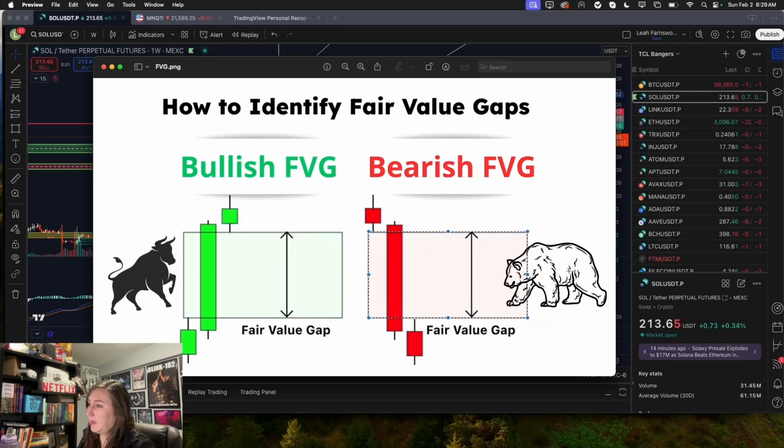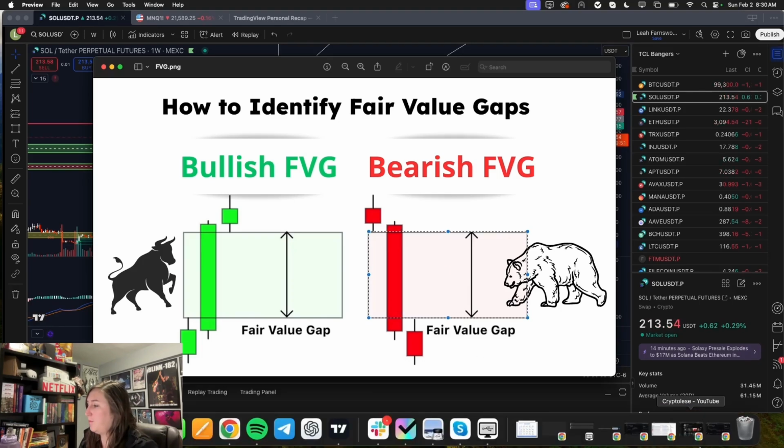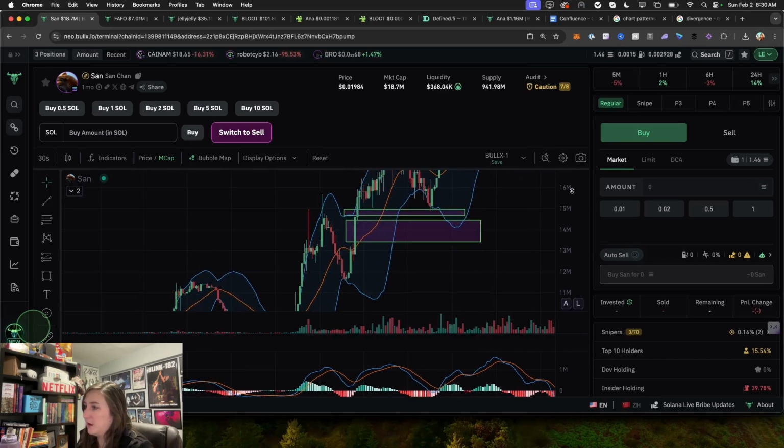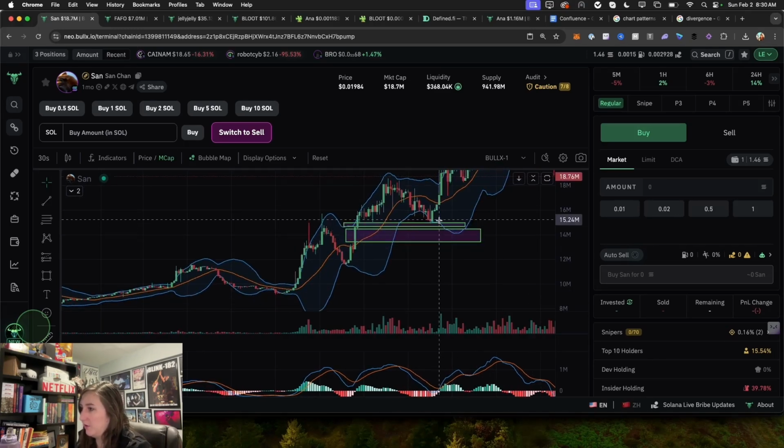So same with the bearish fair value gaps here. You'll see this is a gap between this wick and this wick. So we don't have a giant wick right here blocking this area. So that's basically what a fair value gap is. So if we go back here, we'll just pull up SAND here, but you can see it came down and hit this little fair value gap. You'd think it'd come down and hit this one.